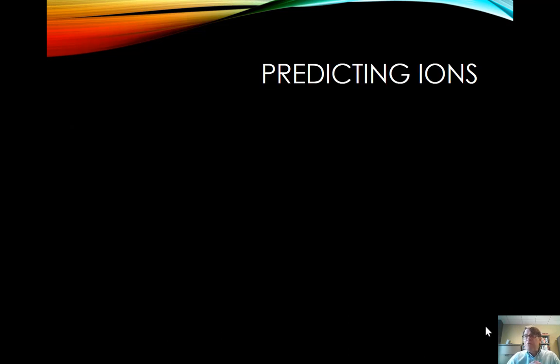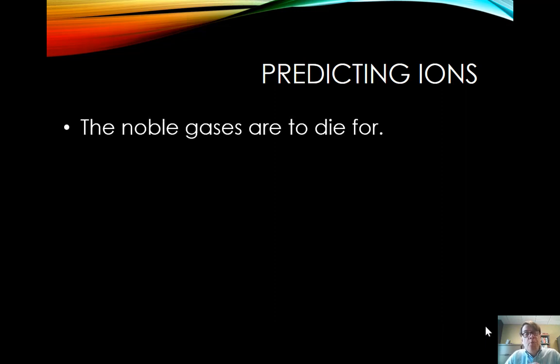Now, how can we predict what kind of an ion, or if it will be an ion? Because not all atoms really do ions. It's the ones on the edges of the periodic table that tend to do ions, especially the metals. And so how can we predict this? Well, here's a principle that you'll know thoroughly by the time you're done with chemistry, and that is that noble gases are to die for. The noble gases are at peace with the universe. Everybody wants to be a noble gas.